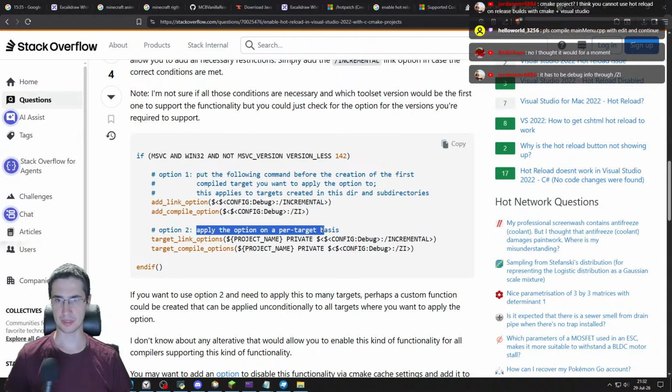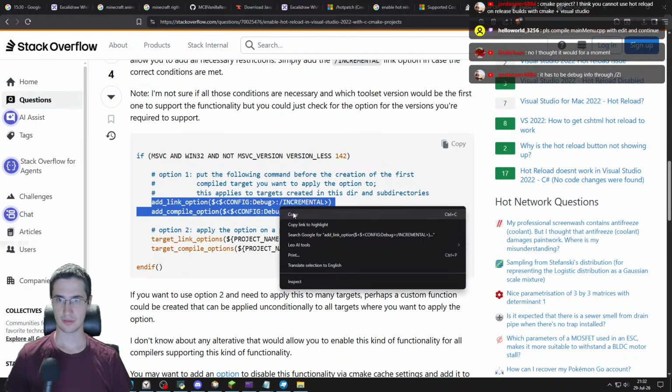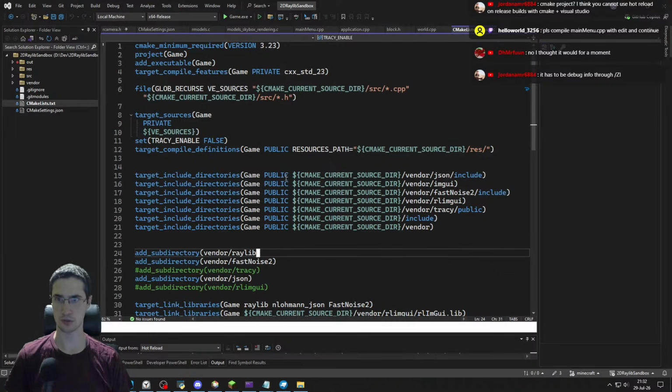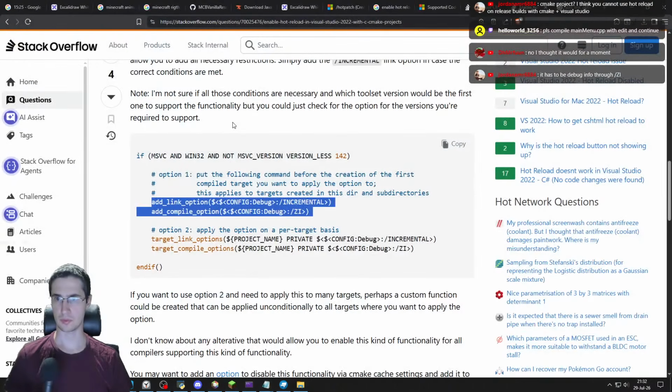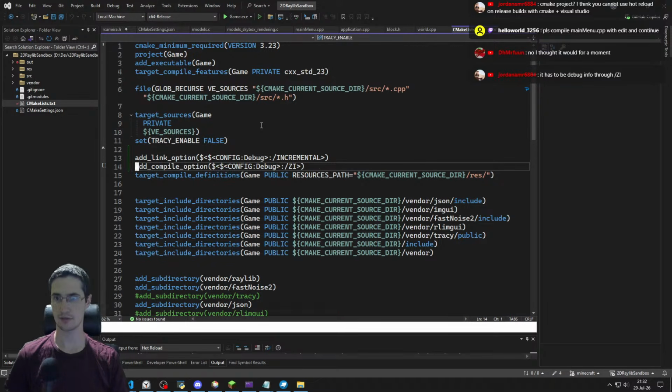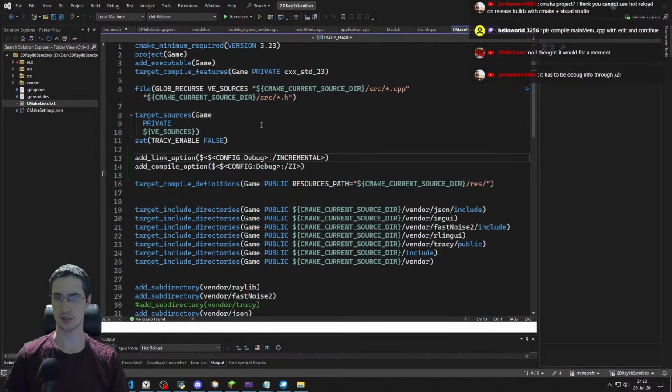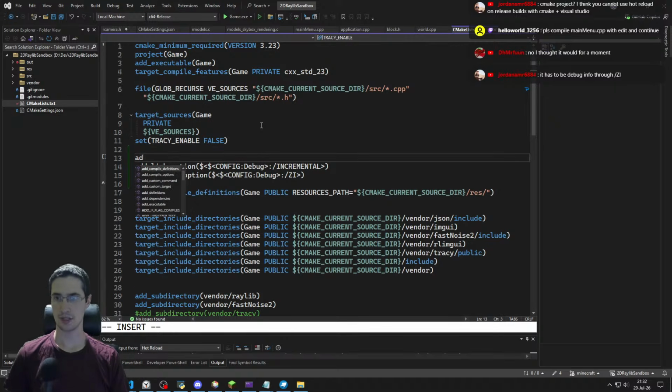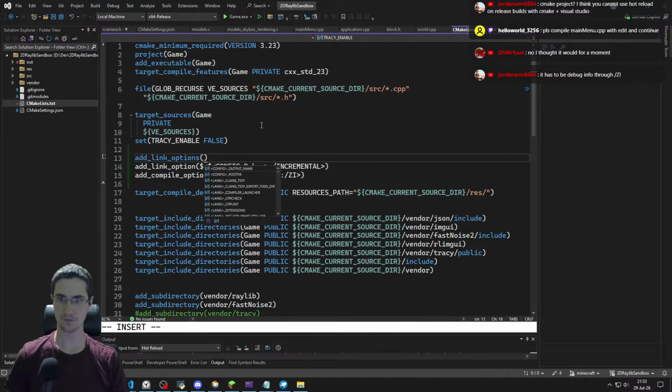Apply the option on a per target basis. No, we want it for the whole thing. I don't want it to be per project. And where should we put it? Let's put it here, like this. Do we have? Yeah, we should have add link option. Oh, options. It's add link options. What do we have here? Project name.